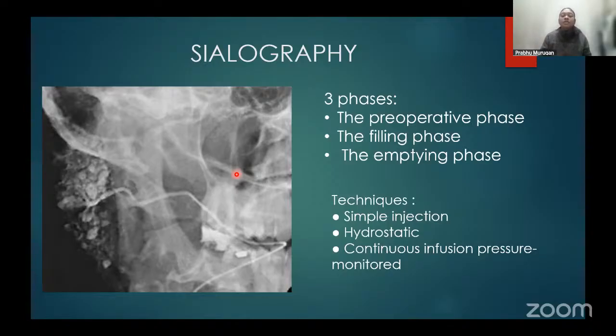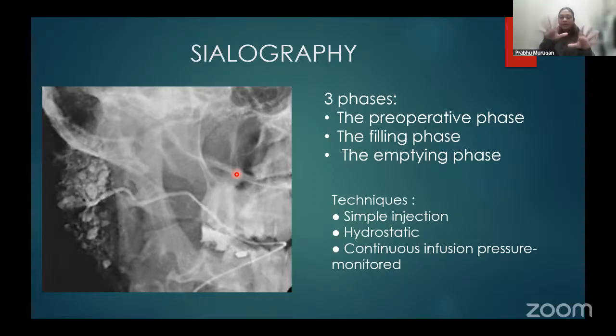So for taking the sialography, there are three phases that are involved. First is the pre-operative phase. Second is the filling phase, third is the emptying phase. The reason why we call it so is because we make use of dyes. These dyes will be radio opaque basically. So these dyes will be passed through the ductal tubes, and it will go and fill up the areas of the pathology.